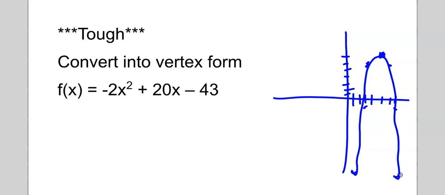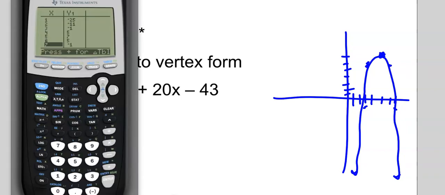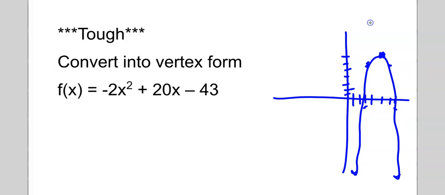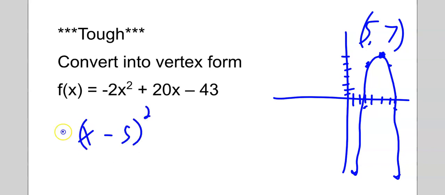But knowing that the vertex here is at, what did we say, 5, 7? Okay. We can get vertex form very easily. It's going to be x minus 5 squared plus 7. We can just work backwards. And that's it.